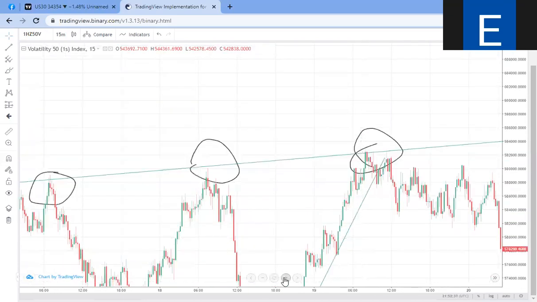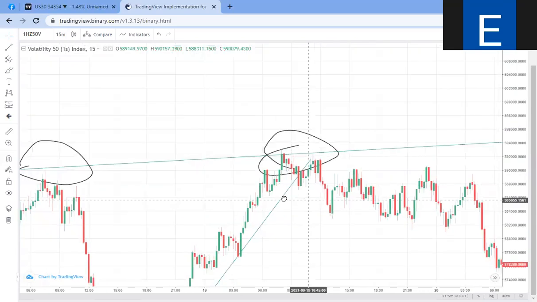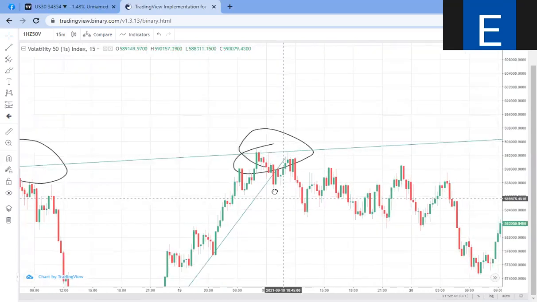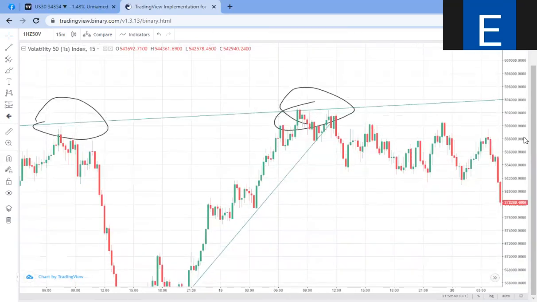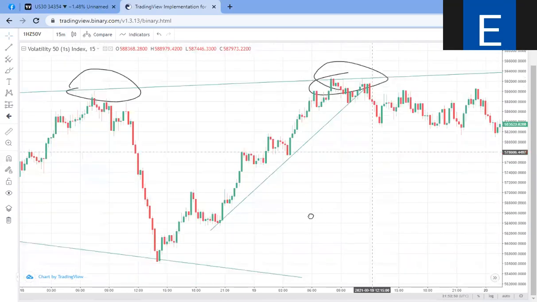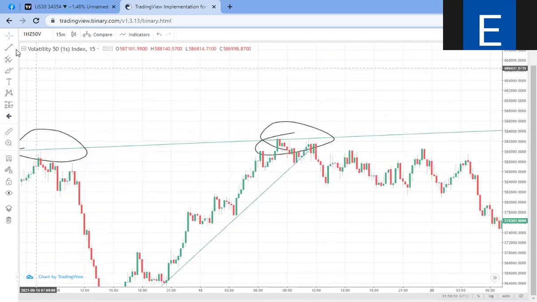I had my stop loss and everything on point. I had every single thing on point. But unfortunately, it didn't work out. As expected, this is what happened.